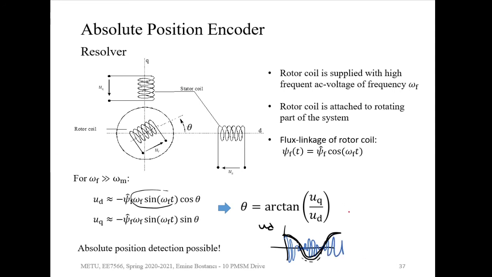And UQ is going to be the same, but it is going to be in the form of the sine. Its amplitude is going to change. So here it's small, and it's going to increase. So it is going to be something like that, from which the envelope is going to be a sine, but the amplitude is going to change. And from these two signals, we can calculate the position.